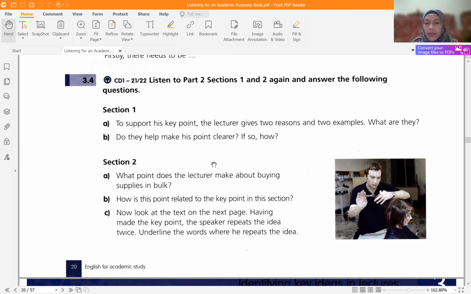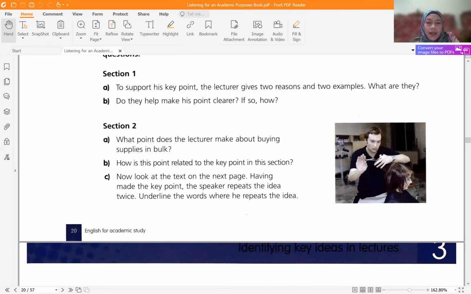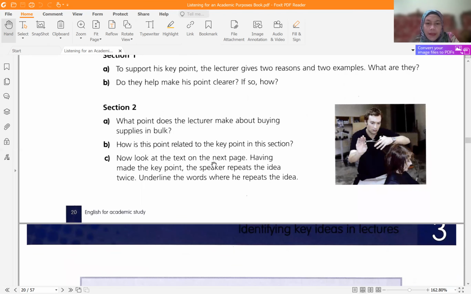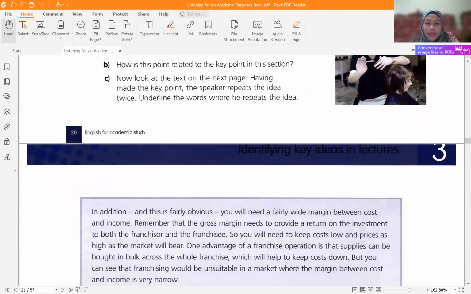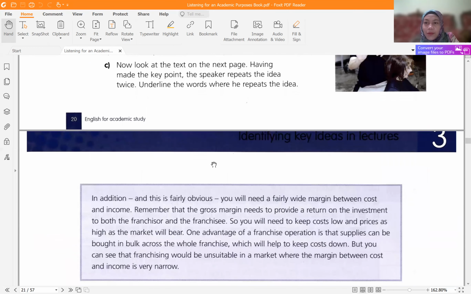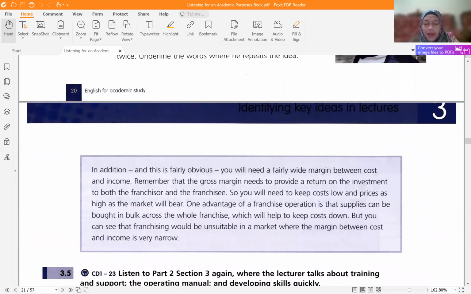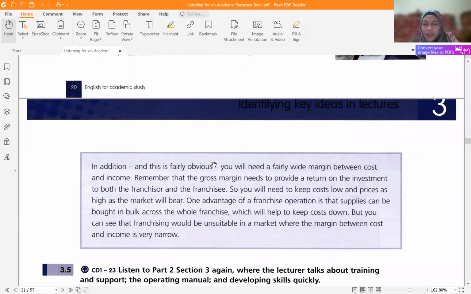How is this point related to the key point in this section? So that's why we need to consider what is the key point from section 1, section 2, and also section 3. And then you need to underline the keywords where he repeats the idea. Okay, so he repeats the idea twice. You have to underline the key word when he repeats the ideas in this part of the section.